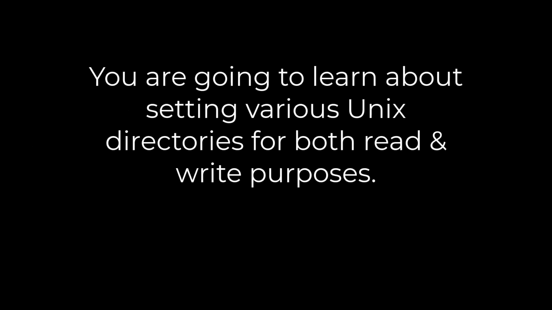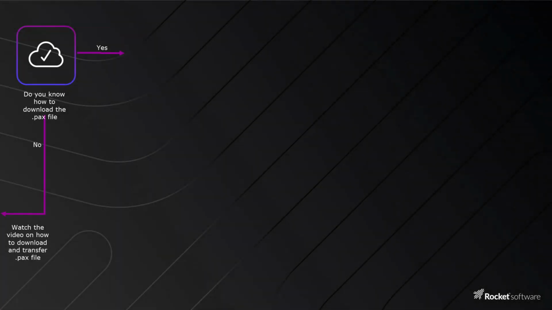In this video, you are going to learn about setting various UNIX directories for both read and write purposes. We will add paths for Java as well as for Node.js, and we will go through the default configurations for Zowe components. As a prerequisite, you should know how to download the latest zowe.pax file and how to transfer it to the z/OS Unix host. If you don't, watch the corresponding video.